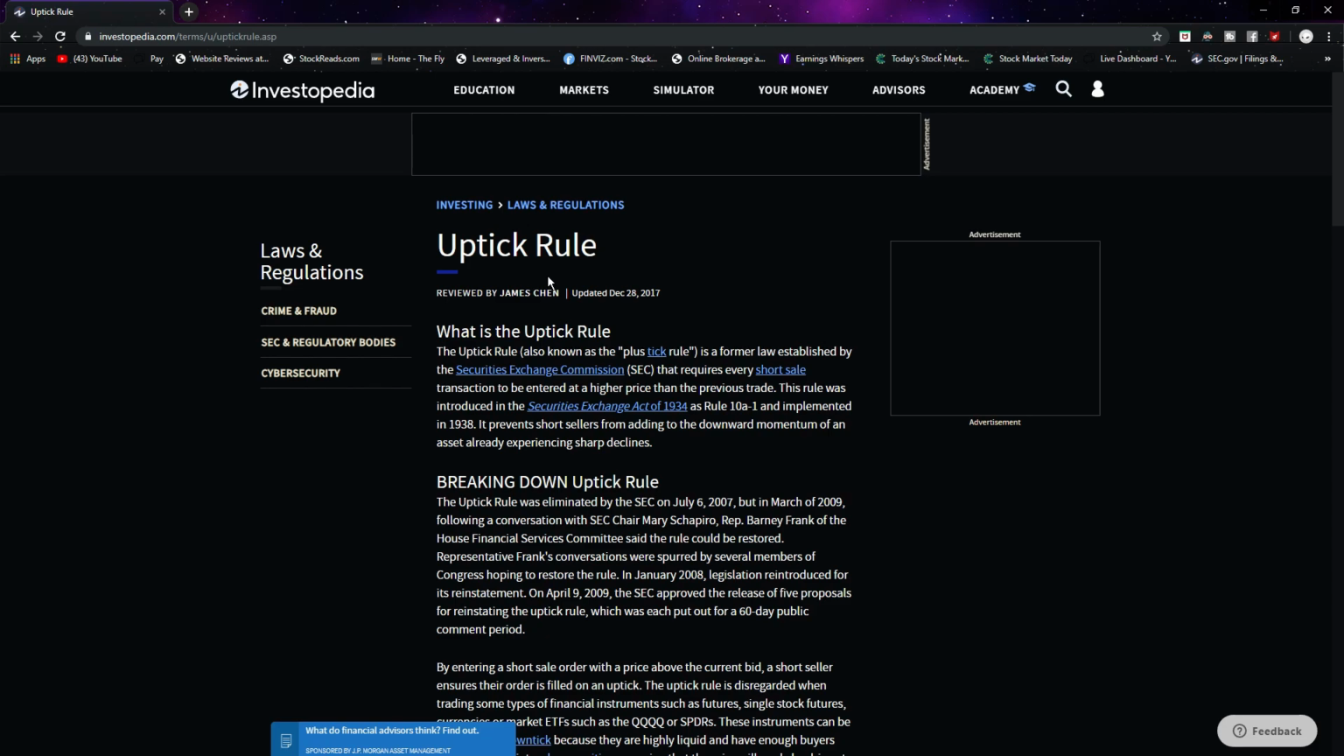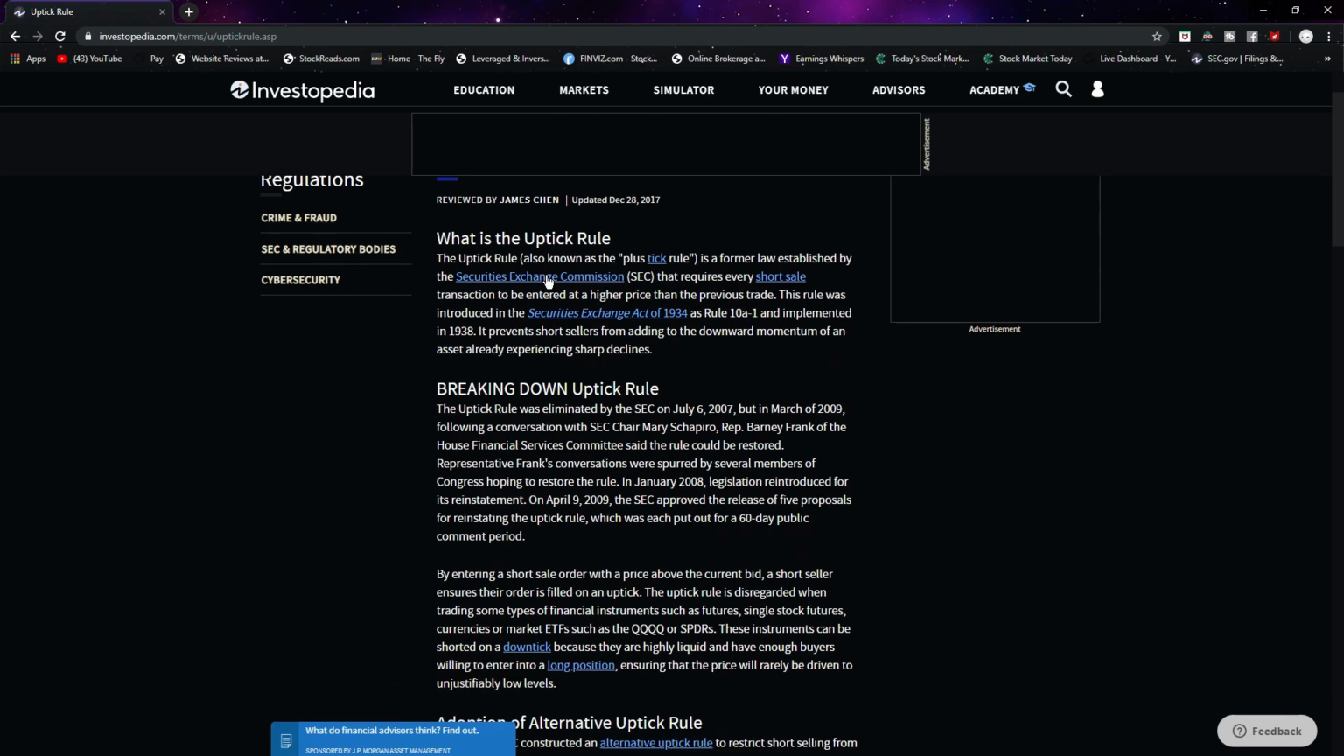The uptick rule is just like the SSR. It requires every short sale transaction to be entered at a higher price than the previous trade. The rule was introduced in the Securities Exchange Act. It prevents short sellers from adding to the downward momentum of an asset already experiencing sharp declines.